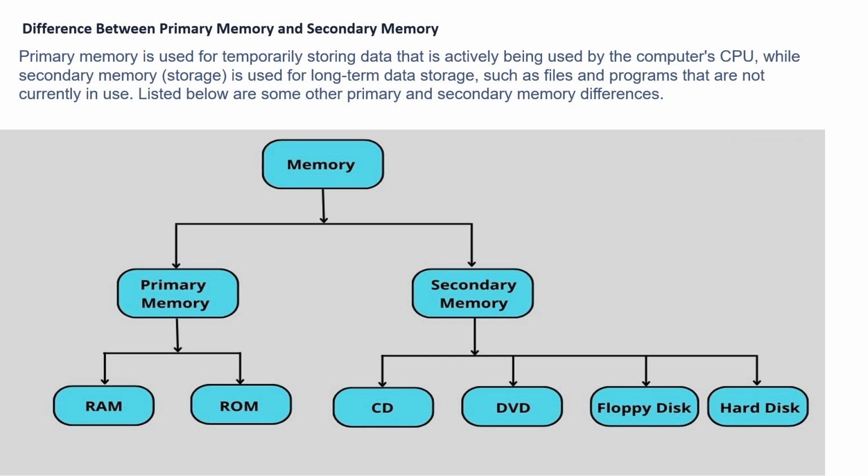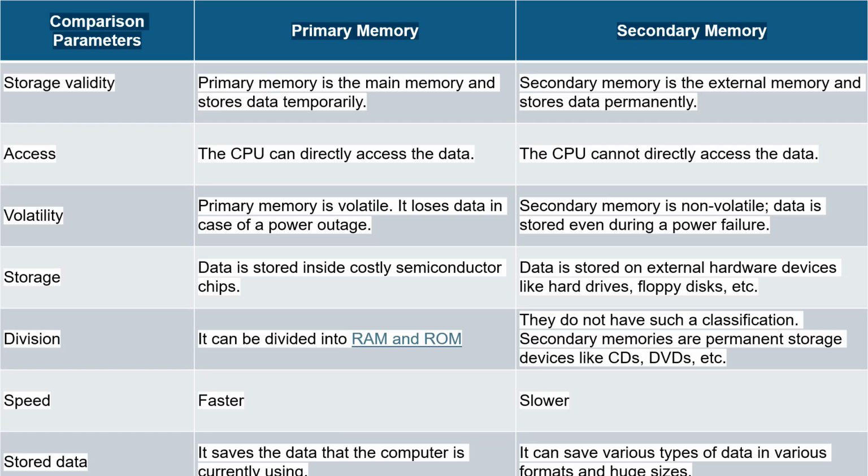Memory is of two types: primary memory and secondary memory. In primary memory there are ROM and RAM. Secondary memory is always the external source of memory, while primary memory is the internal source of memory. In secondary memory, there are CDs, DVDs, flash drives, hard disks, etc. In this we can compare the differences between primary and secondary memories using various parameters.